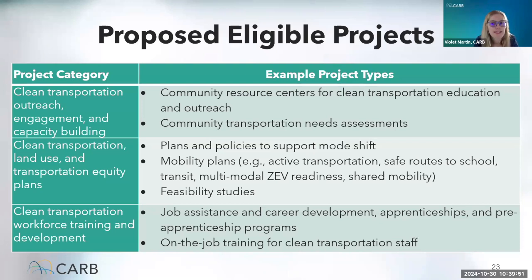So this slide contains examples, but it's not an exhaustive list of project types. Some examples include, under the clean transportation outreach and engagement and capacity building category, a transportation needs assessment. For land use or clean transportation equity plans, this can include feasibility studies. And for workforce training and development, this could be on-the-job training for clean transportation staff.